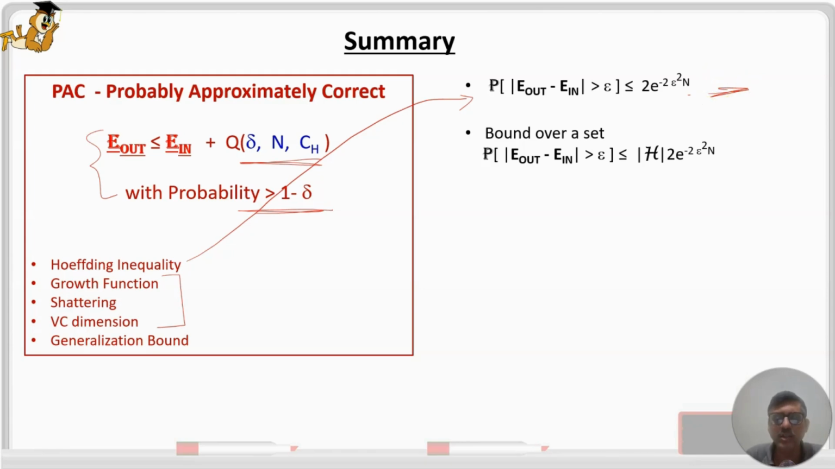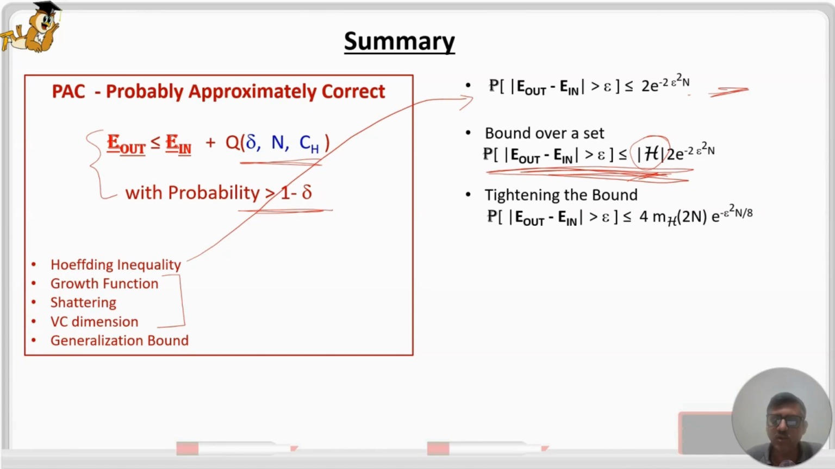We then argued that the bound over a set would be necessarily different and higher than the bound on one hypothesis. Hoeffding's inequality gave us the bound for a single hypothesis, and we came up with the bound over an entire set that was higher than the bound for a single hypothesis. We took an example to see why that was the case, but this is the bound that we got, where we ended up with the cardinality of our hypothesis set. This was a result of the union bound.